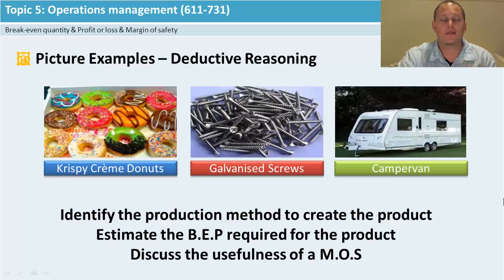Alright, I've got some deductive reasoning stuff here for you. I'd like you to have a look at each of these 3 different products. The Krispy Kreme donuts, which look sweet and I'd love to eat one right now because I'm quite hungry. Galvanized screws and this camper van. Can you identify what production method they should have used? So thinking back to 5.1, what do you think the BEP required? So is it going to break even really early or really late? What do you think? And how do you think they might use margin of safety in part of their marketing plans? So feel free to pause it now.